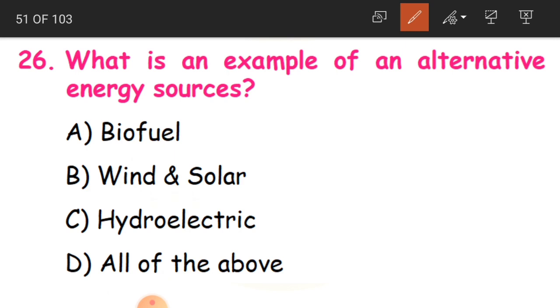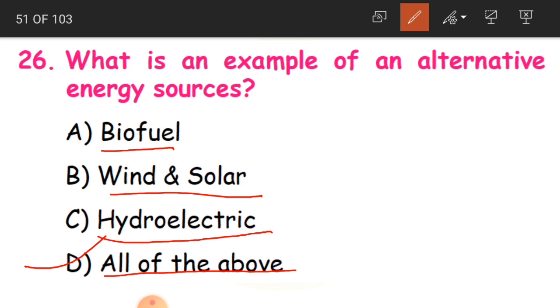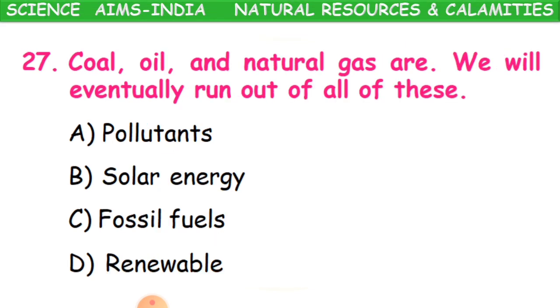Children, we have learnt about natural resources, no? Natural energy sources and resources. So, alternative energy sources are which are used in place of natural resources, in the sense which are going to replace the natural energy resources. What are they? Biofuel, wind and solar, hydroelectric, and all the above. And the answer is D. Okay, all these three are an example of alternative energy sources.